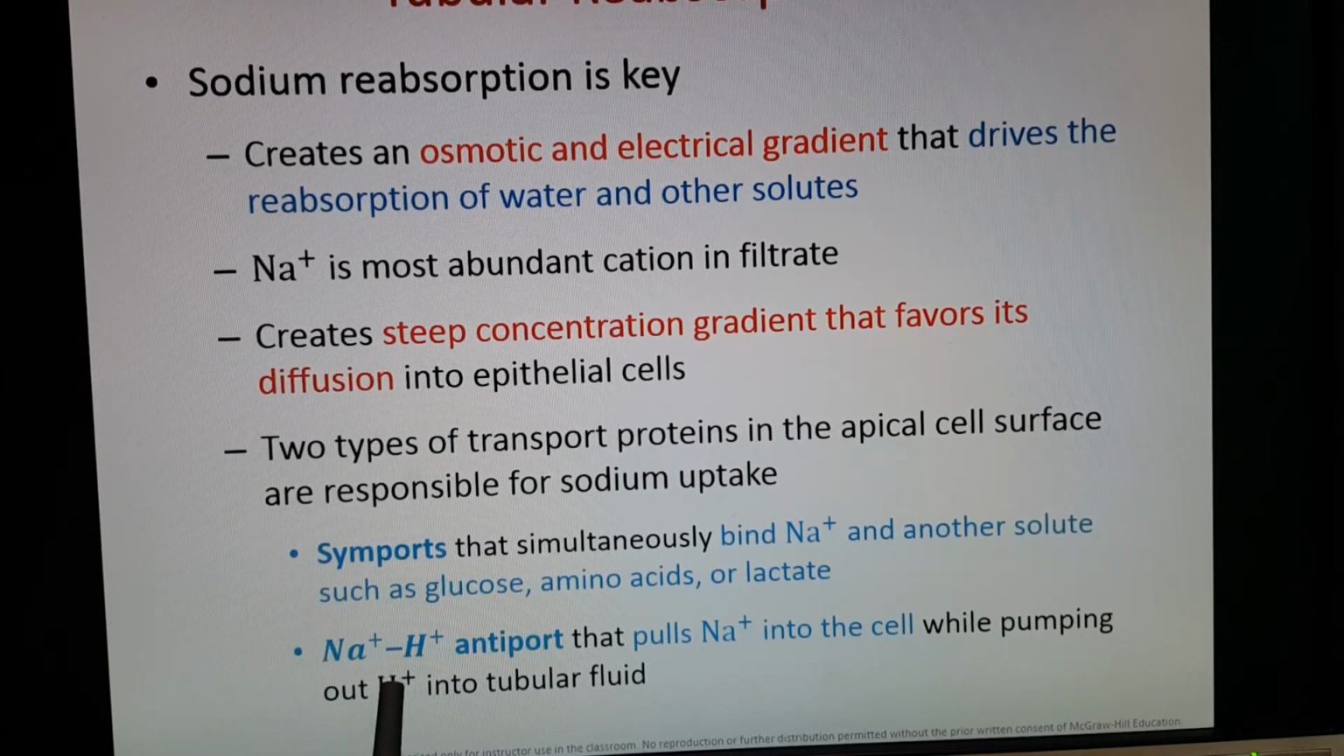This actually works in the opposite direction, so taking sodium down its concentration gradient still, but pulling hydrogen ions into the tubular fluid. So we'll talk about that later when we get to acid-base balance. So these are going in two different directions. So sodium out of the tubular fluid, hydrogen into the tubular fluid.